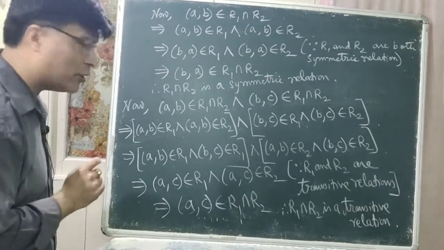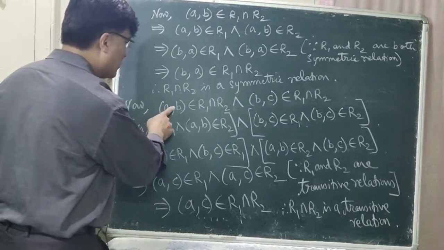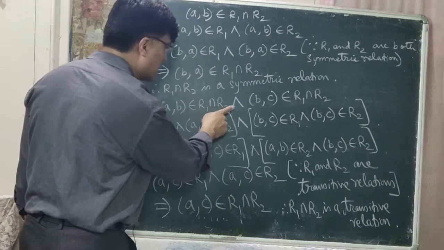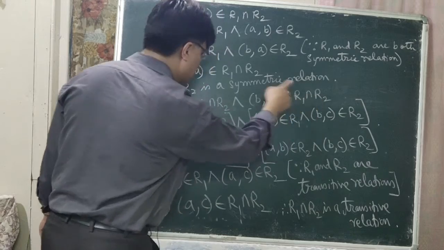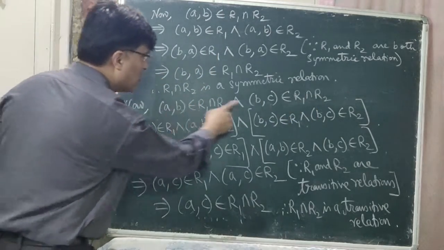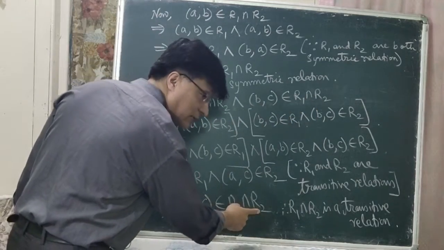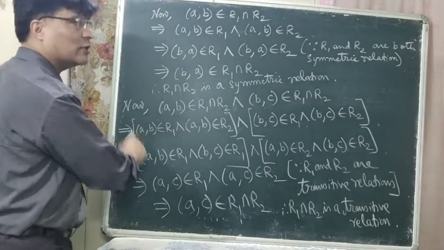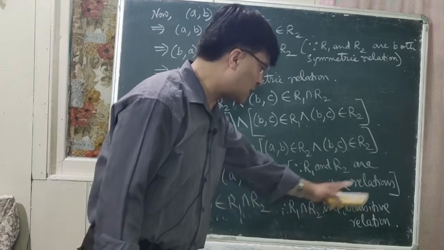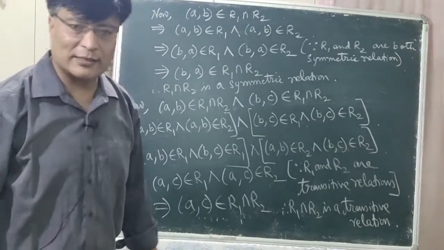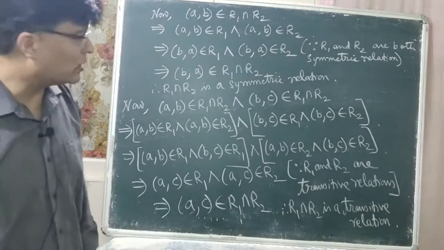तो यो हामीले कसरी लेख्यौं भन्दाखेरि यदि (a, b) belongs to R1 intersection R2 and (b, c) belongs to the relation R1 intersection R2, we have proved that (a, c) belongs to the relation R1 intersection R2. So this is the definition of transitive relation. So we can write down that R1 intersection R2 is a transitive relation. Is that clear to all of you? So I think I've understood it.